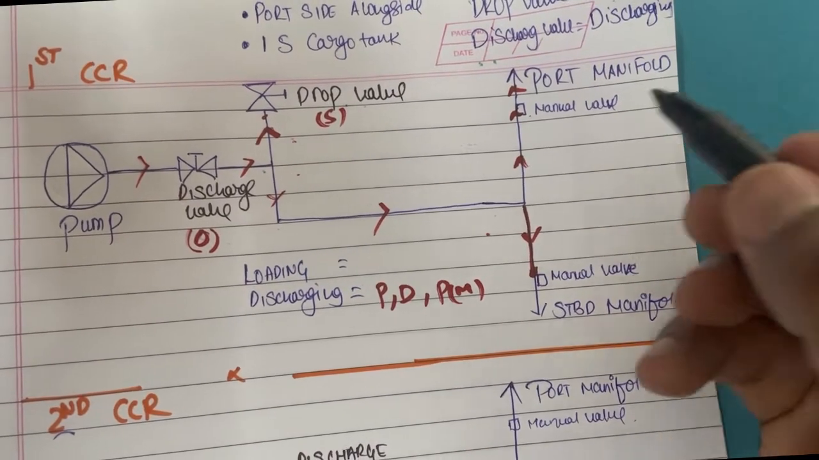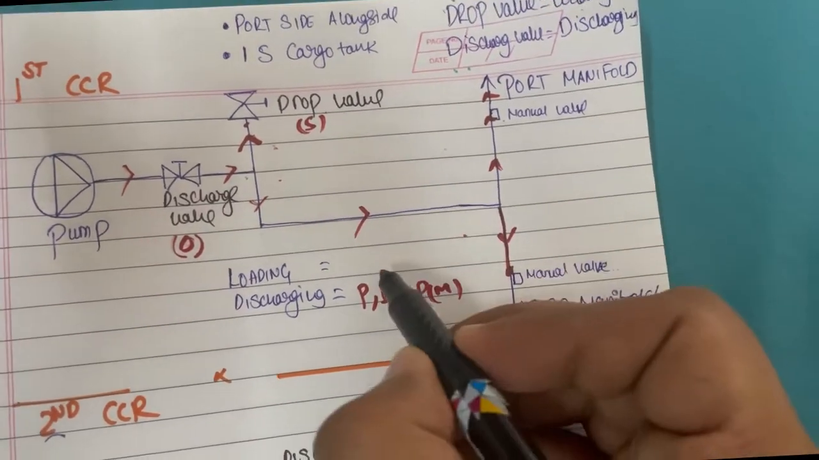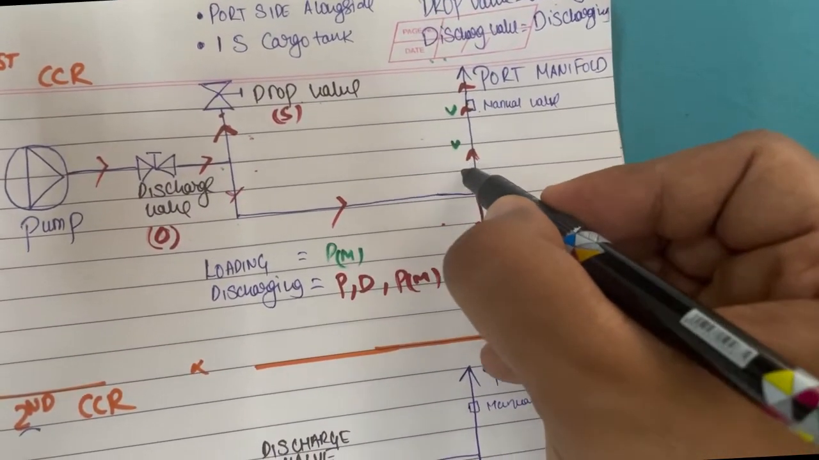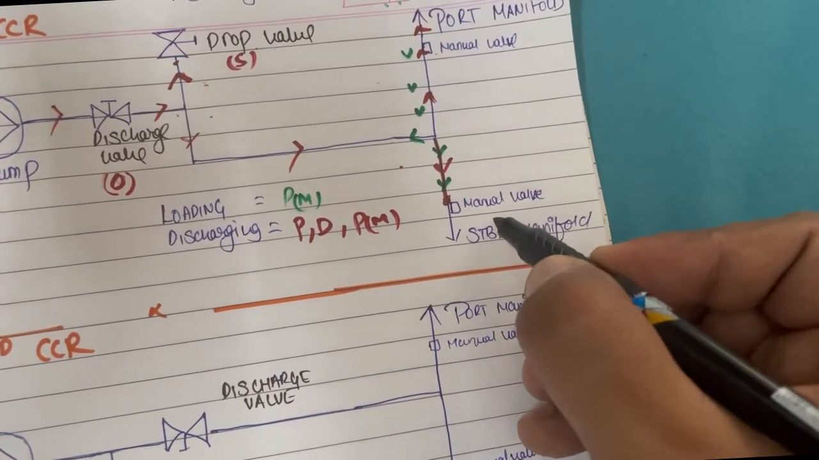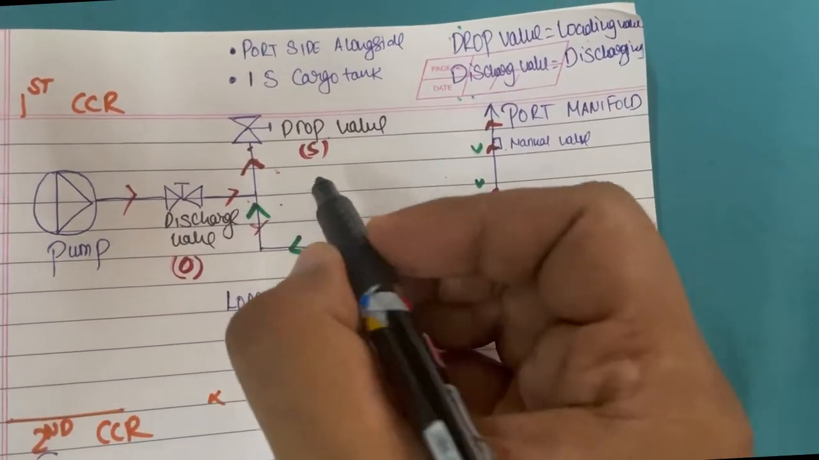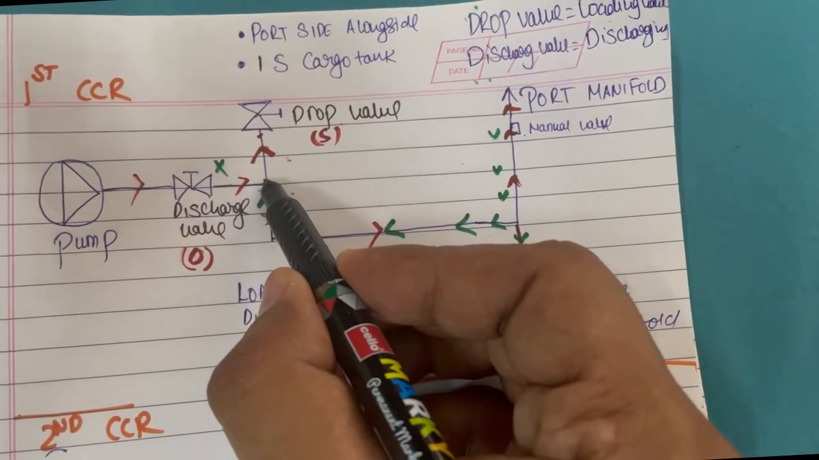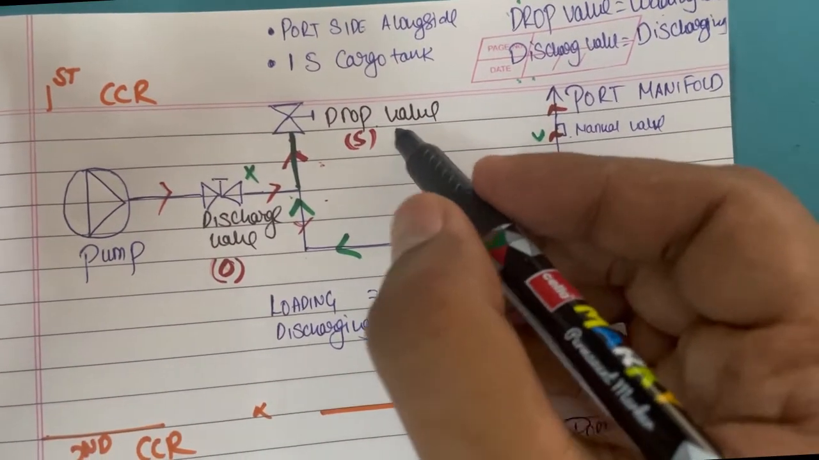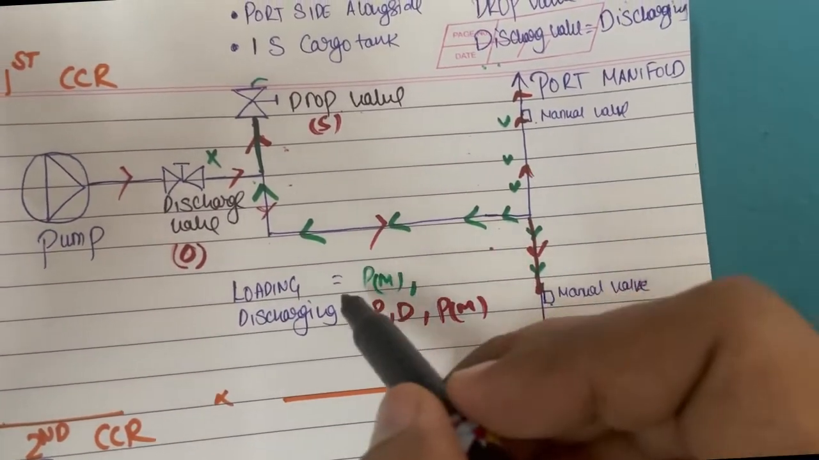Now if we have to load, for example, from this port side manifold, what we have to do is open this manual valve. So we will open the port side manual valve, and the cargo will come over here. It will go to this line and also to this manifold. As this manifold valve will be shut, the cargo will come over here, and we will keep this discharge valve shut. If we keep the discharge valve shut, the cargo will enter the drop valve, and we will open this drop valve and load the cargo. For loading here, we have to open this port side manifold valve and the drop valve.